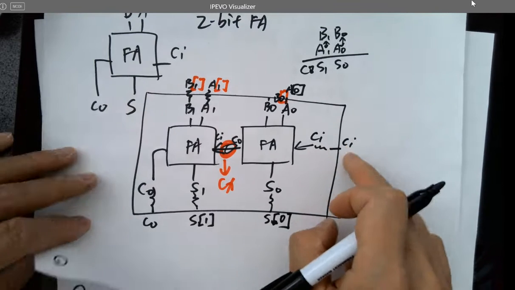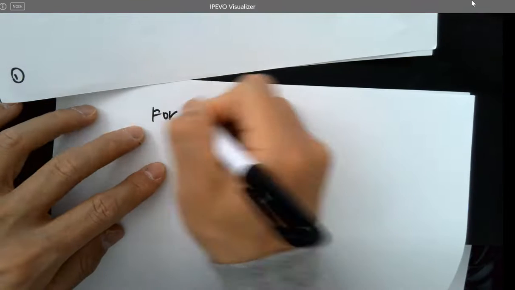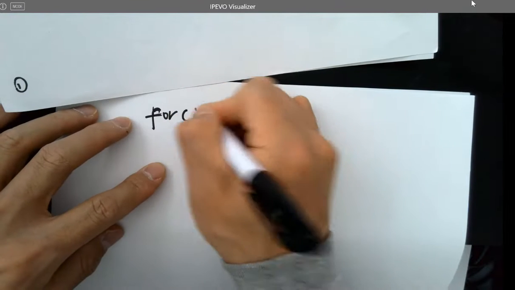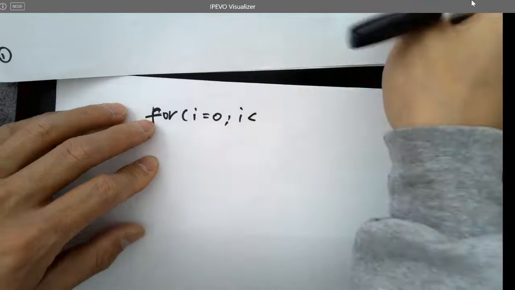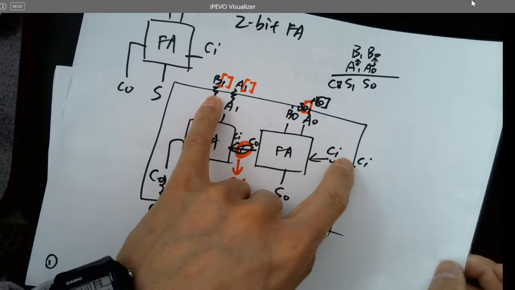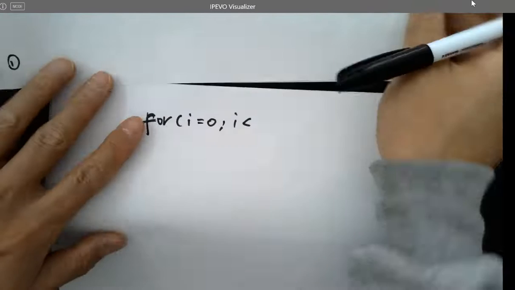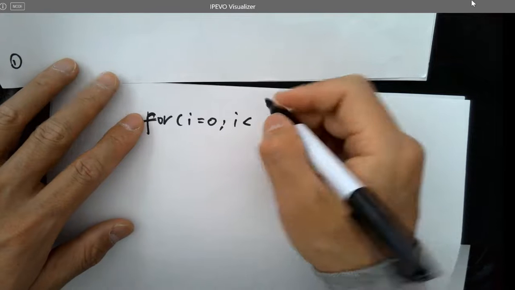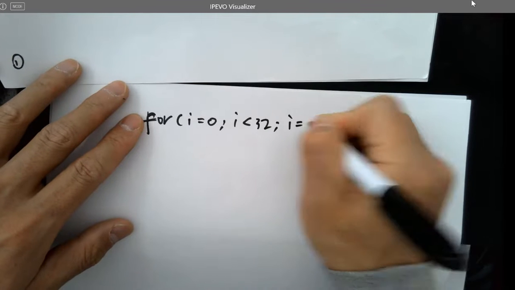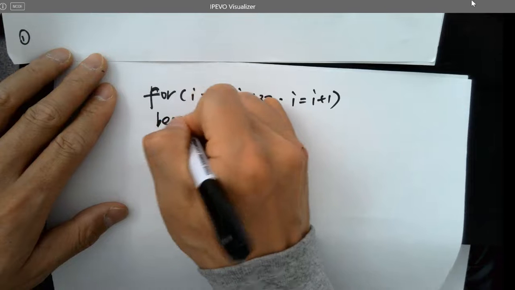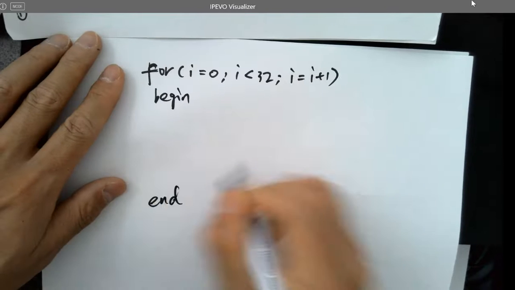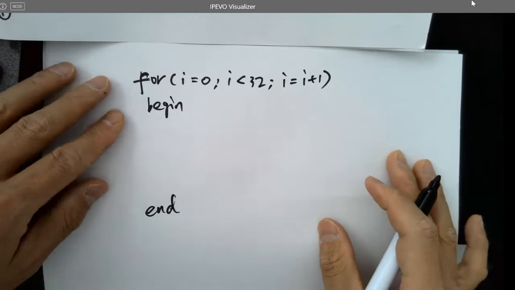How do we use a for loop to do it? For i equals to 0, i less than, so we have 5 bits, 2 to the 5th, which is 32. i equals to i plus 1. And begin, end. How to do it?